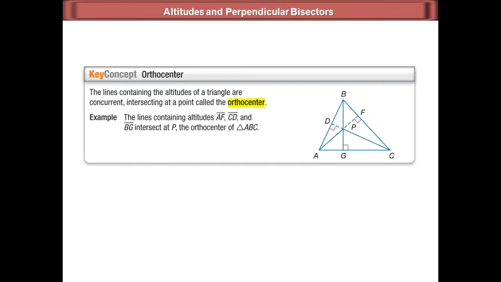The orthocenter is the point where the altitudes intersect. So in this case, point P is the orthocenter. The orthocenter is different than the centroid, which we learned about in the last video. If a point is labeled an orthocenter, all the lines that are concurrent are therefore altitudes.